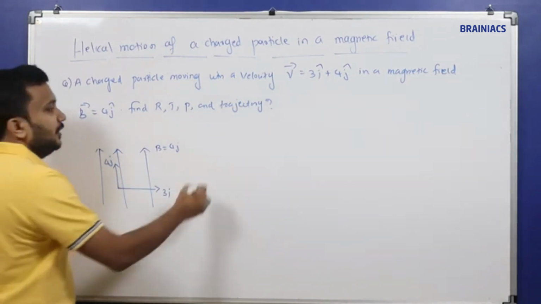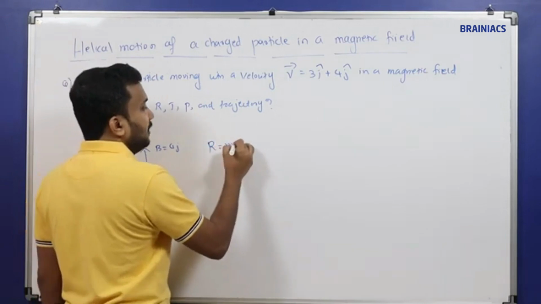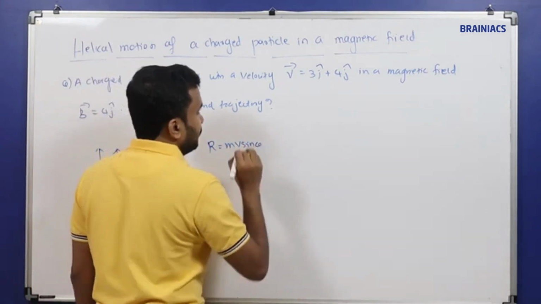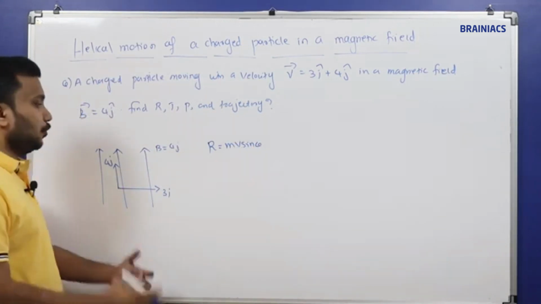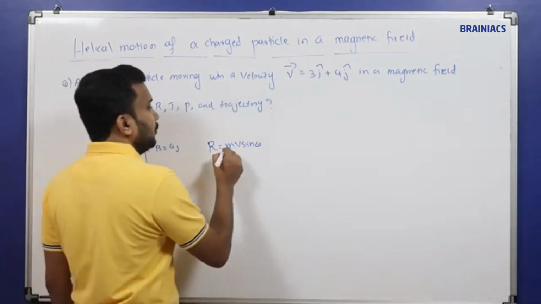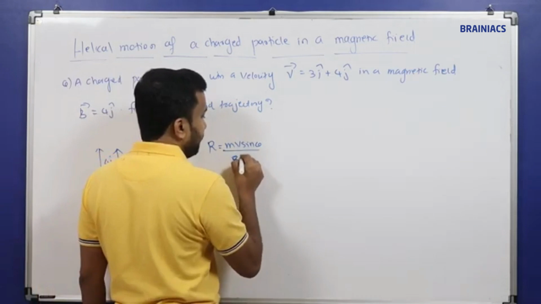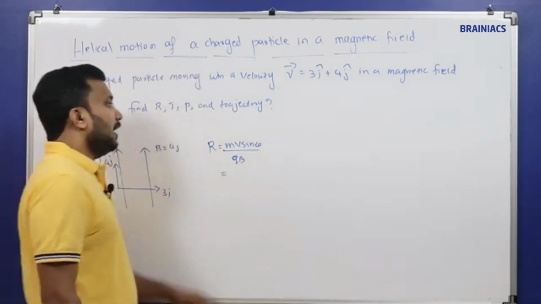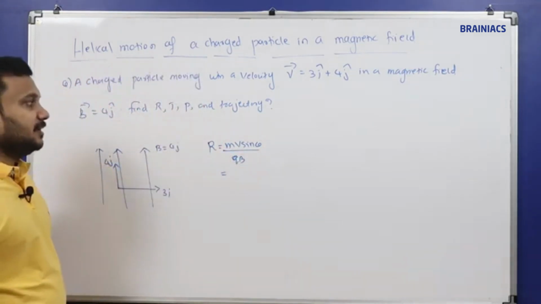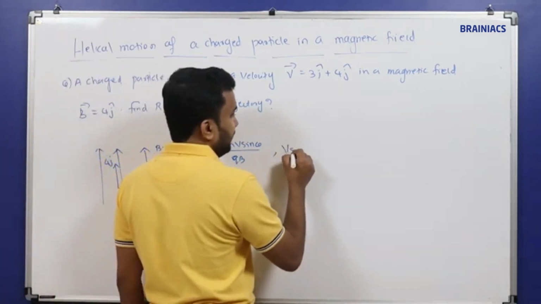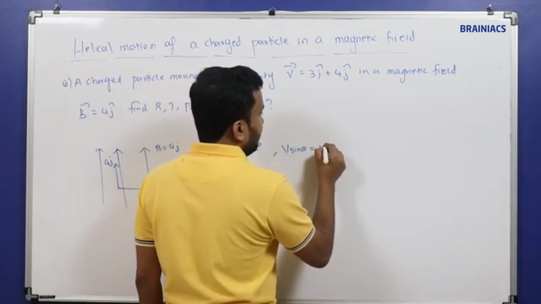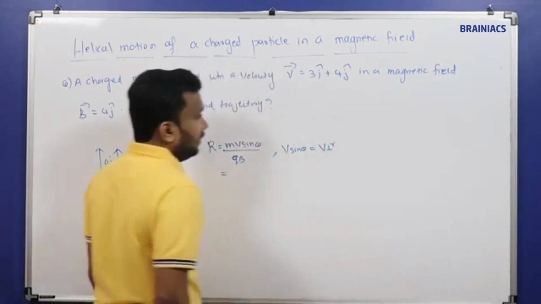Okay, so we need to find out r. In this case, the velocity is not perpendicular to the magnetic field. The velocity has two components, x and y. So r = mv sin θ divided by qB. I already told you that v sin θ is the perpendicular component, so v sin θ is called v perpendicular.